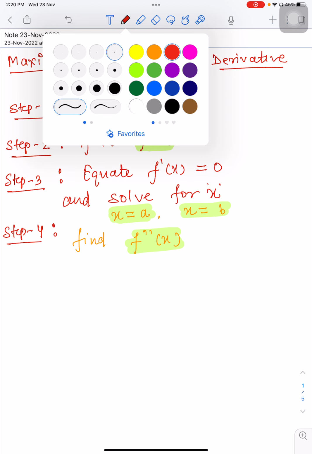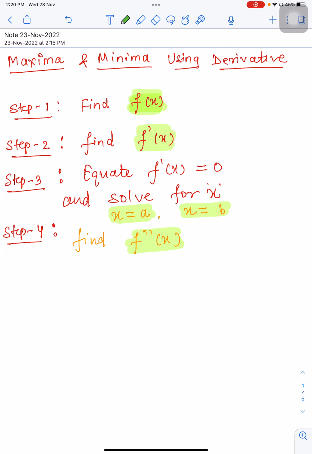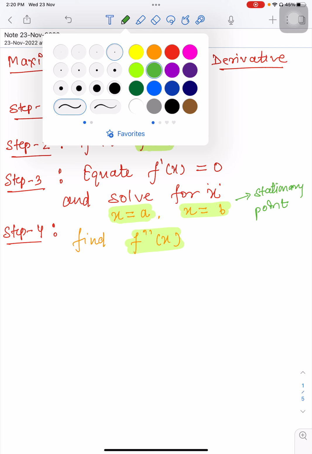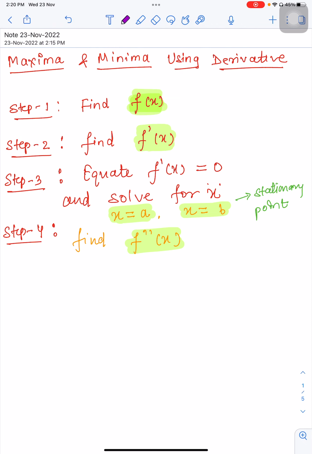But before we do that, the points at which your first derivative is 0 are known as stationary points. इन points को हम लोग क्या बोलते हैं? Stationary points. x equals a and x equals b will act as stationary points in this case. Now a stationary point can be a point of maxima or a point of minima. या तो maximum हो सकता है या minimum हो सकता है. Now that will be given by f double dash x. So f double dash x अपने को बताएगा कि function is maximum or minimum.